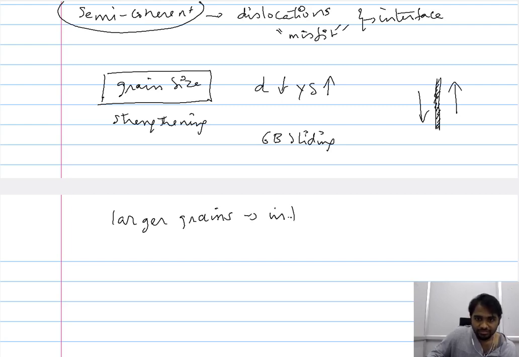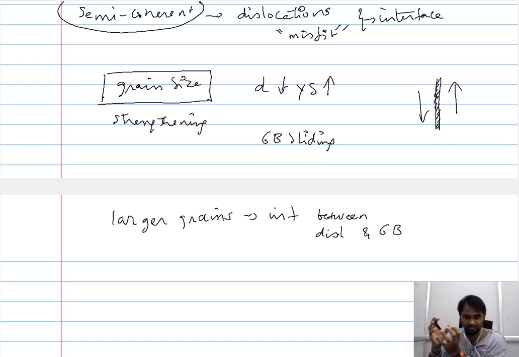One is when you have larger grains, the interaction between dislocation and grain boundary is restricted. When you have larger grains, the amount of grain boundaries present will be less, and therefore the interaction between dislocation and the grain boundary is restricted. So the dislocations are not much impeded. The grain boundaries impede the propagation of the dislocation, and when the amount of grain boundary is low, this interaction is not very probable.